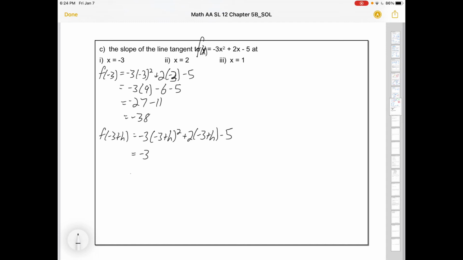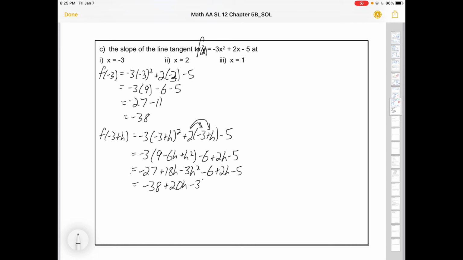Okay, and then we're going to multiply that out. So if you FOIL that all out, you'll get 9 minus 6h plus h squared. Do not just square each term. Minus 6 plus 2h minus 5, because I'm just distributing this through. Okay, and then that's going to give me negative 27 plus 18h minus 3h squared minus 6 plus 2h minus 5. So that's going to give me negative 38 plus 20h minus 3h squared. Yeesh, that's a lot of stuff to do.